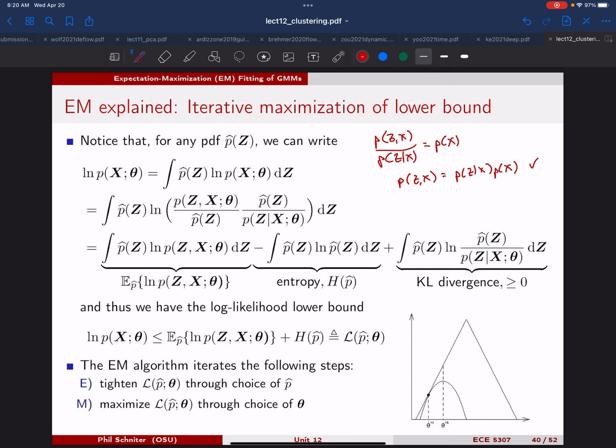Okay, so again, it might seem weird that we keep writing this likelihood in a more and more complicated way, but we're about to finish and show you why we're doing this.